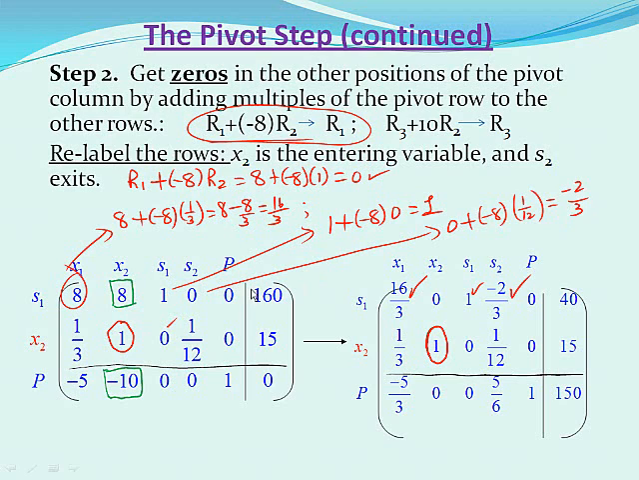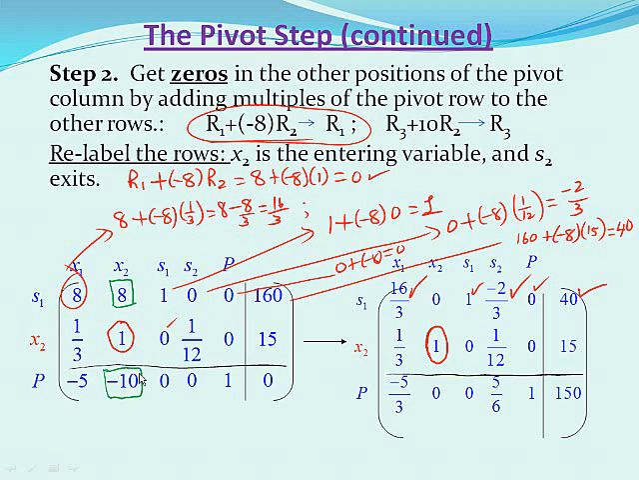The next entry will be 0 plus negative 8 times 0, so that will be calculated as 0. And the last entry is going to be 160 plus negative 8 times the row 2 entry, which is 15. So I need negative 8 times 15. When I simplify that, I will get 40. So that is the complete calculation of row 1.